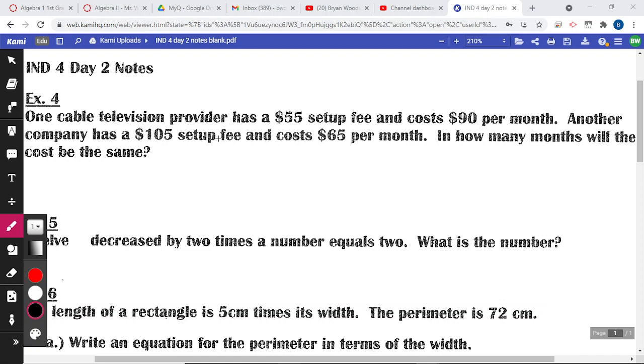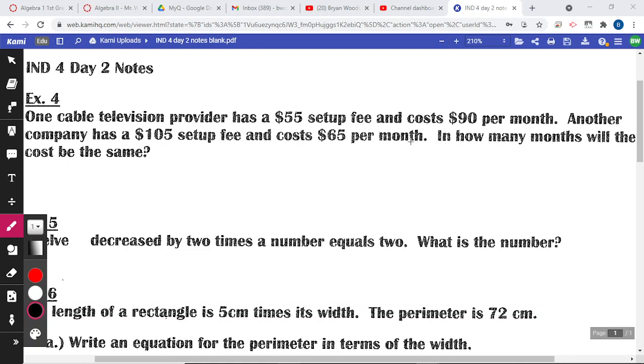Okay, so we want to read and reread the problem. One of them is a $55 setup fee and costs $90 a month. It's cheaper to get started, but costs more per month. Another has a $105 setup fee and costs $65 per month. So it starts out more, and at some point the cost will be the same though, because the one that has the higher monthly cost, it's catching up, right?